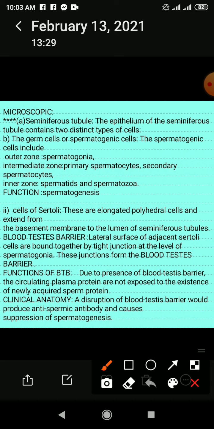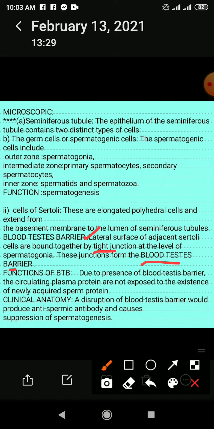Okay, at first let's learn about the blood testis barrier. So we saw that the blood testis barrier is nothing but the lateral surfaces of the adjacent Sertoli cells bound together by tight junctions at the level of the spermatogonia. These tight junctions mainly form the blood testis barrier.